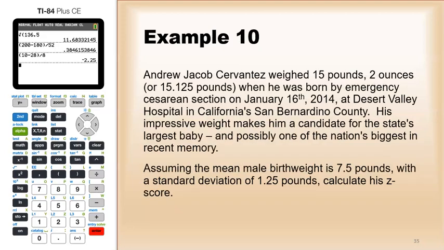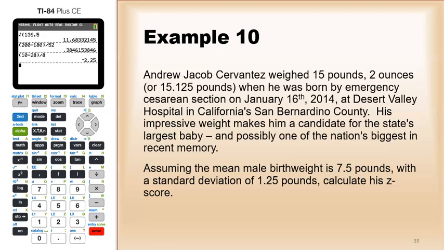Alright, back in 2014, Andrew Jacob Cervantes weighed 15 pounds 2 ounces when he was born by emergency cesarean section at Desert Valley Hospital in California, San Bernardino County. His impressive weight makes him a candidate for the state's largest baby and possibly one of the nation's biggest in recent memory. So assuming the mean male birth weight is 7.5 pounds with a standard deviation of 1.25 pounds, calculate the z-score.